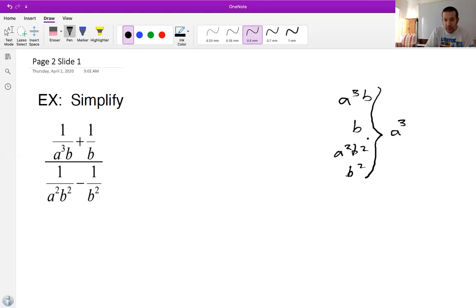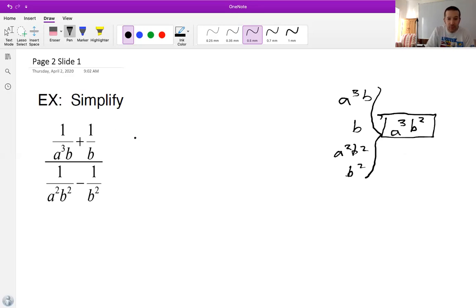1 B, 1 B, 2 B's, 2 B's. That means I need 2 B's. I think that covers everything. 1 B is already in there, 2 and 2 is already in there, 2 B's is already in there. So this is my LCD right here for all the fractions.